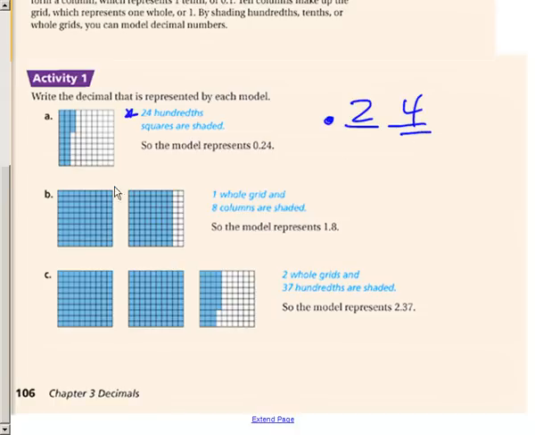Okay, B, we have 1 whole, so let's put our decimal down first. We have 1 whole pie, or pan of brownies, so we'll put a 1 before the decimal. Then we have 1, 2, 3, 4, 5, 6, 7, 8 tenths.